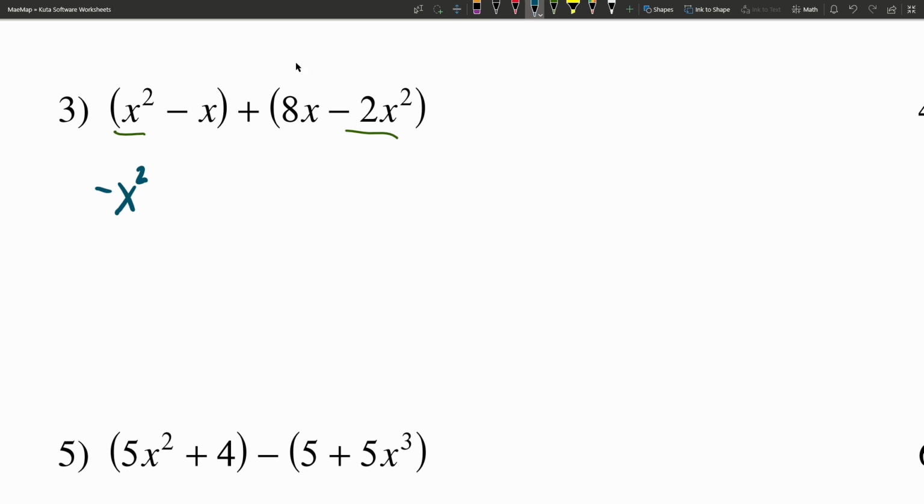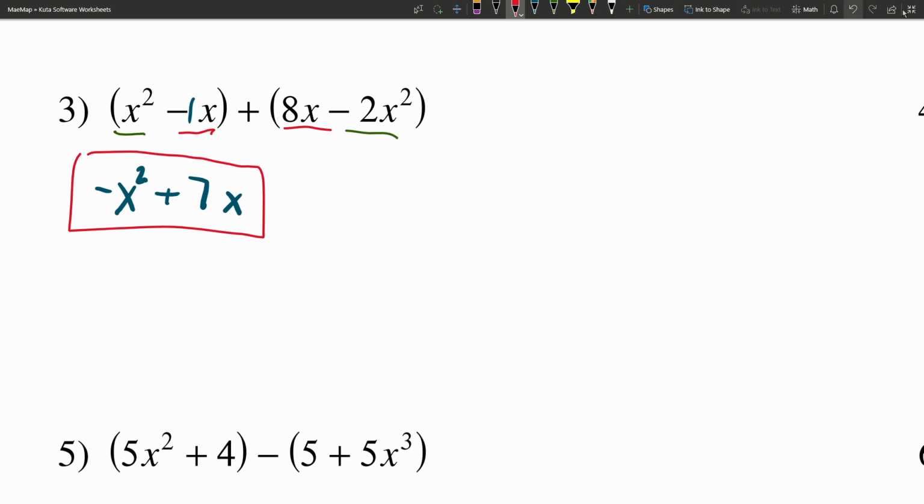And if you're confused on how I'm getting these numbers, think about the coefficient of x squared is just a positive 1. The coefficient of this x squared over here is a negative 2. 1 minus 2 results in a negative 1, which is the same as, when combined with that x squared, a negative x squared. Now, next I'm going to combine this negative x with plus 8x. This is like a negative 1x. Negative 1 plus 8 is 7, so this is going to be plus 7x. Negative x squared plus 7x is my solution in number 3.